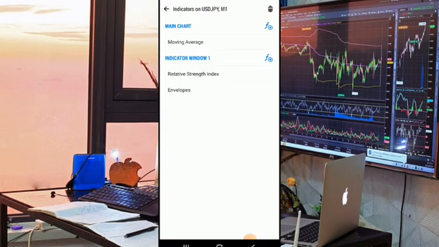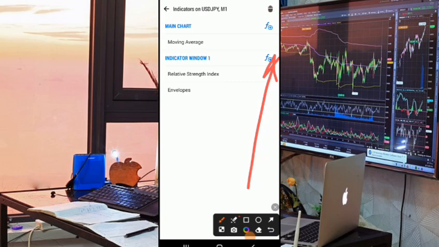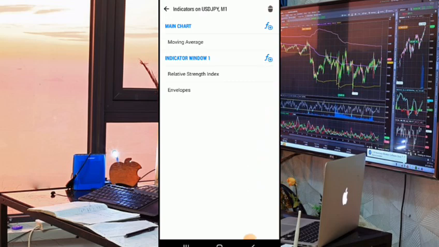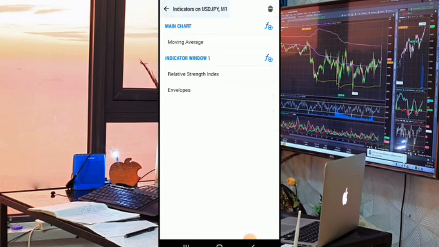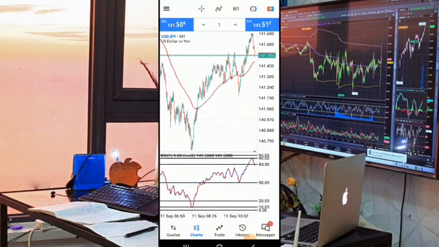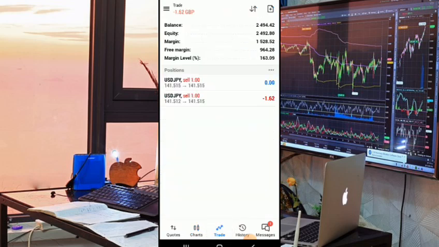Remember to click save, and then you are going to come back and click on the indicator window 1 this time around. Don't click the main chart, go to indicator window 1 and click envelopes, and these are the settings for envelopes. You're just going to say set to default and you'll be good to go, and click save. Then we're going to go back to our chart. You see now price has touched the 80 line level. So now we're going to place our two sell trades, 1, 2, and remember we are now waiting for the other side, as you can see.